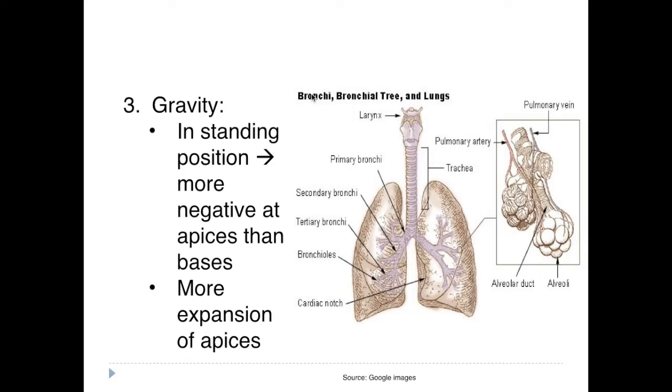Gravitational forces. The pleural pressure in the standing position is more negative at the apices. That is, at the apices the intrapleural pressure is minus 10 centimeter of water, as compared to the bases, where intrapleural pressure is minus 2.5 centimeter of water. Because of this, lungs are less expanded at the bases and more expanded at the apices.